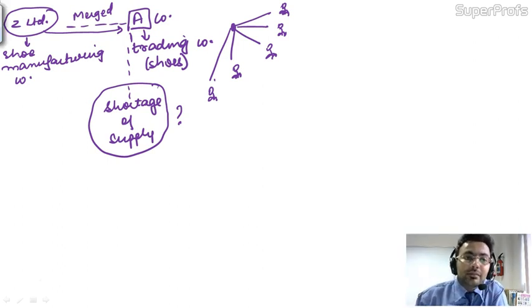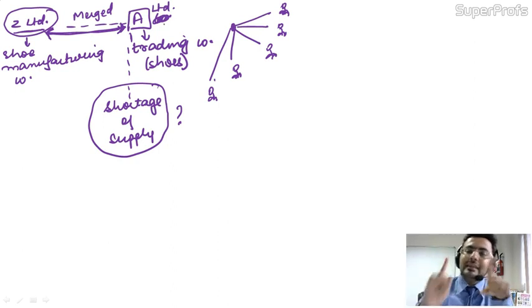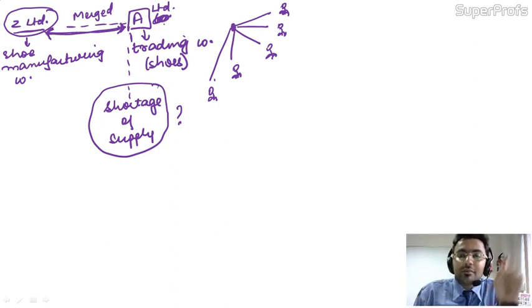Now, what is Z Limited going to do? Z Limited has been merged with A company. Let us write it as A Limited. Now, will there be any shortage in supply? No, sir. There will be no shortage ever. Okay? So, just like this, the next topic relates to the same thing.